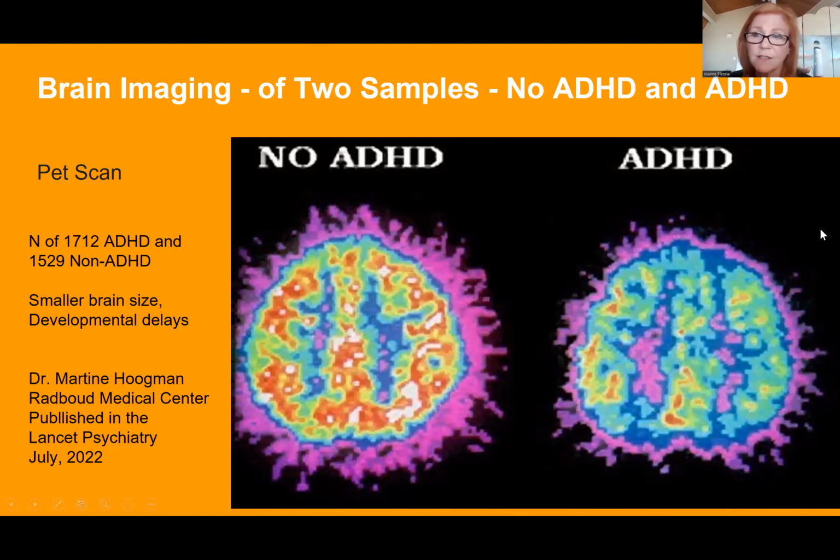Okay, so this is earth-shattering. This is brain imaging that we use to compare samples of children with ADHD and ADD. I'm sorry, no ADHD and ADD. So if you look on the left-hand side, you'll see that in the front part of the brain, and the front is facing the word no ADHD.